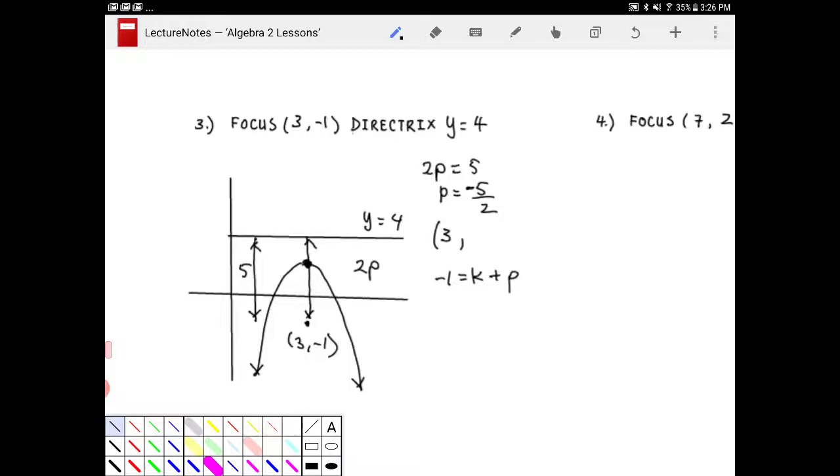then I know that negative 1 is equal to k minus 5 halves, or plus negative 5 halves. So therefore I'm going to add 5 halves to both sides, so therefore k is equal to positive 3 halves.